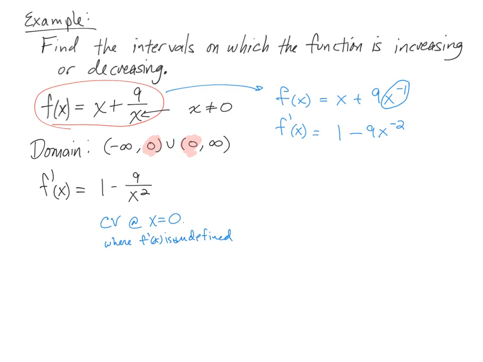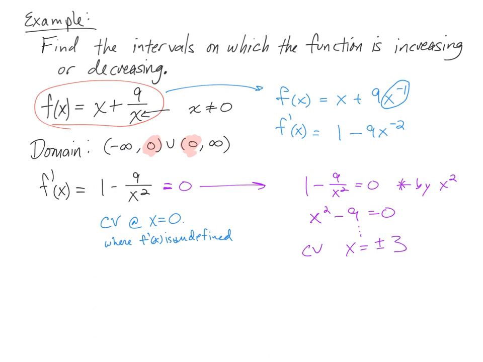Now, the second piece to this is, where does this derivative equal 0? So we will take this derivative, set it equal to 0, and solve for x. So I will multiply everything by x squared. So I'll get x squared minus 9 equals 0. I think you guys can see from here that x will be plus or minus 3. So here are the other two critical values. So we do have 3 critical values here.